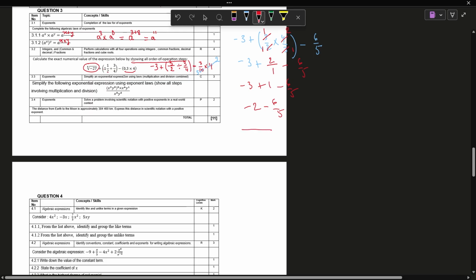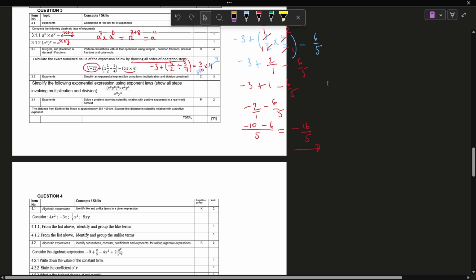Final answer here, I would have 5 as a common denominator. And here the denominator is 1 basically because it's not there. So I'll do 5 divided by 1 is 5 times negative 2, which is negative 10. Minus 5 divided by 5 is 1 times negative 6. And this will give me negative 16 over 5. Okay, great.